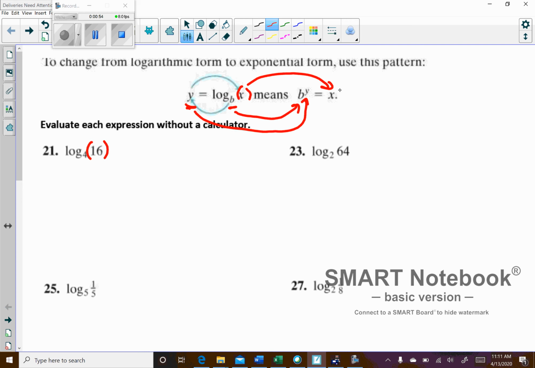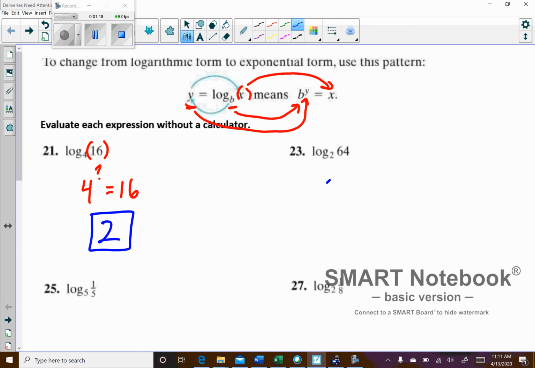So right here, basically, if you want to, you could even write it down. 4 to what power equals 16? And this one's not too bad. It's 2. 4 to the second power is 16. So 2 is the actual answer. So that's our answer for that one. And so if you want to, feel free to write it in that format. Basically, you're going to convert it to exponential form because that's all logs are. Like I said, don't overthink it.